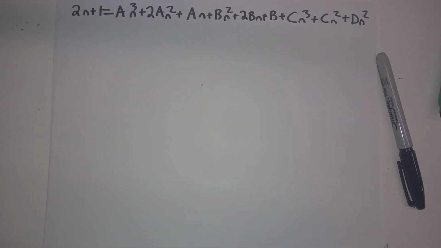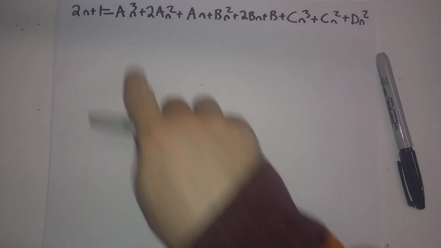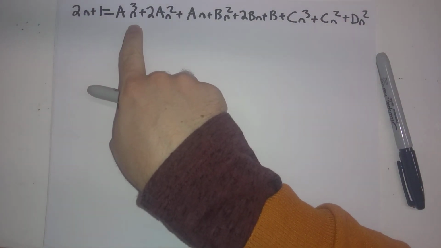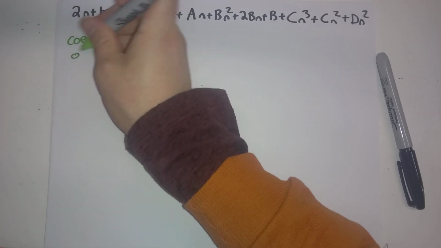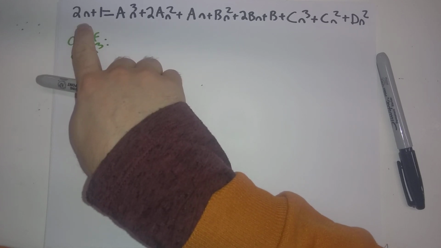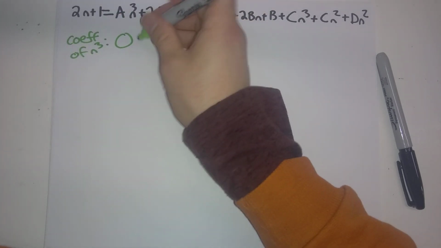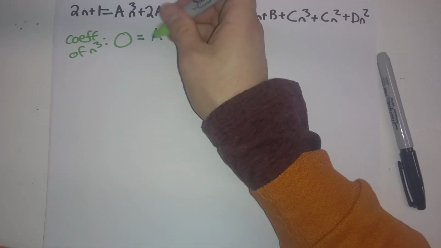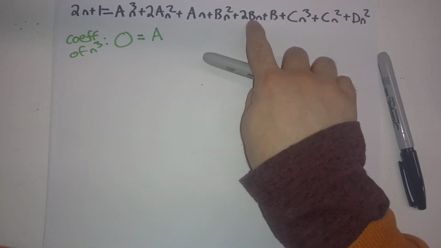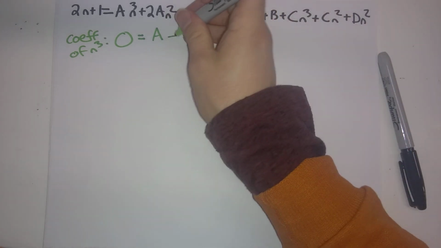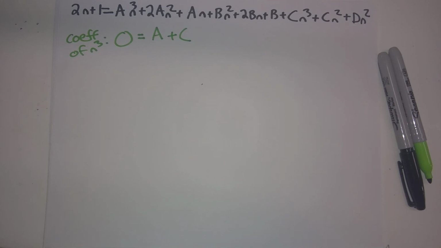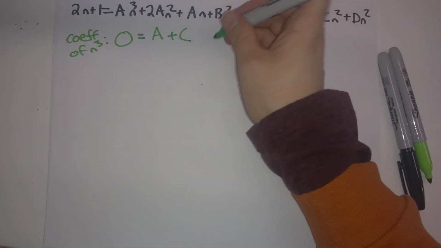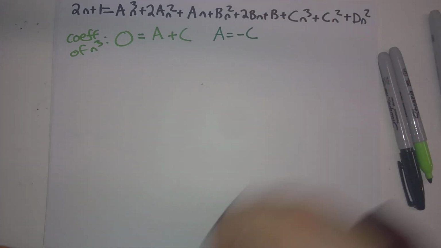Okay, so what do I do with this? I'm going to look at coefficients of different powers of n here. So first I'm going to look at the coefficient of n cubed. On the left, the coefficient of n cubed is 0. On the right, it's going to be a, not n cubed, not n cubed, not n cubed, not n cubed, not n cubed. We have a c, not n cubed, not n cubed. So here we have an equation: a plus c is equal to 0. That tells us a is equal to minus c.